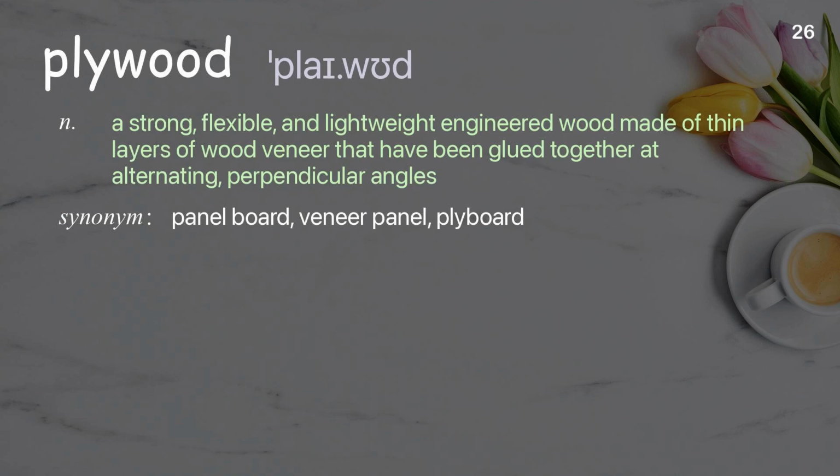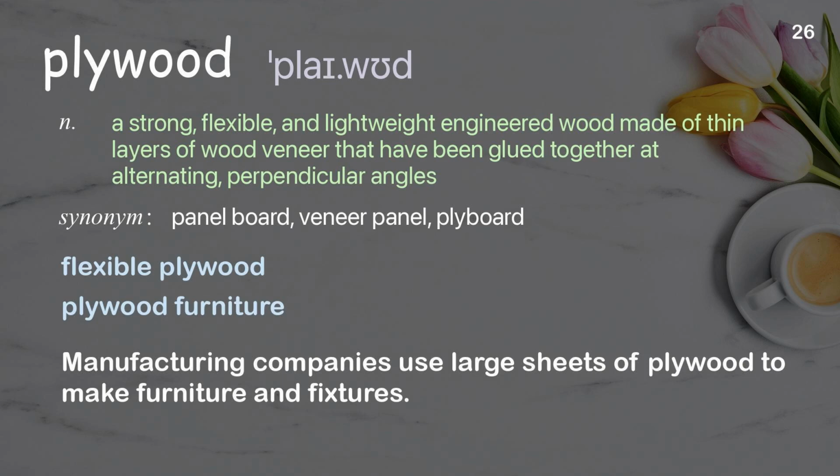Plywood. A strong, flexible, and lightweight engineered wood made of thin layers of wood veneer that have been glued together at alternating, perpendicular angles. Examples. Flexible plywood. Plywood furniture. Manufacturing companies use large sheets of plywood to make furniture and fixtures.